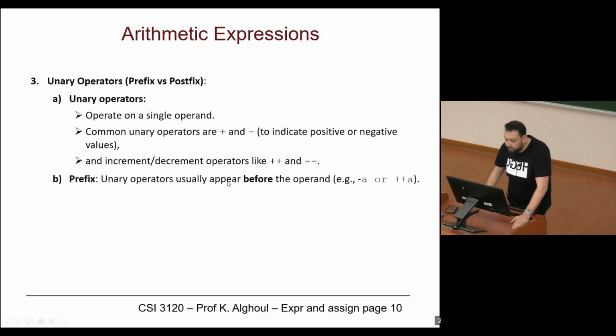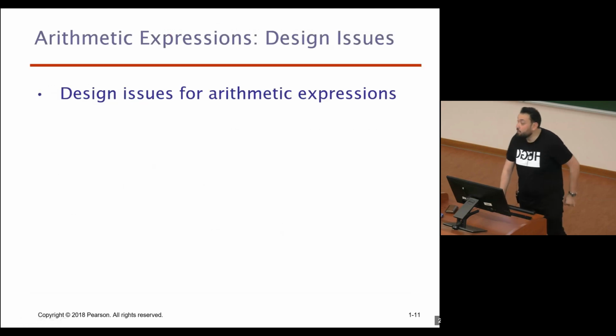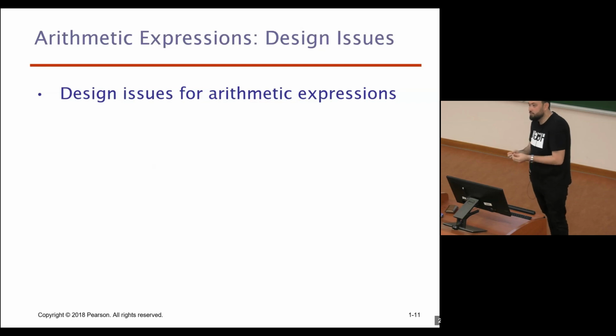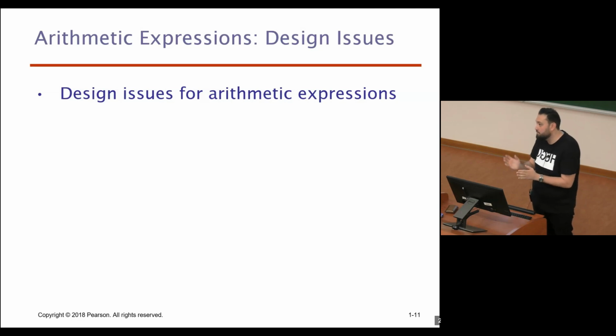Now, a prefix unary operator usually appears before the operand, but majority of, or like all, the C-based languages, like Java, C, and C++, do it like this, A plus plus or A minus minus. Now, what did we learn? Each time we talk about something, we want to check what the design issues are. Because if I give you Java and tell you to analyze or evaluate arithmetic expressions in Java for me, how can you do that? You're going to check the design issues that exist. Are there any design issues in Java, for example, or C or C++?